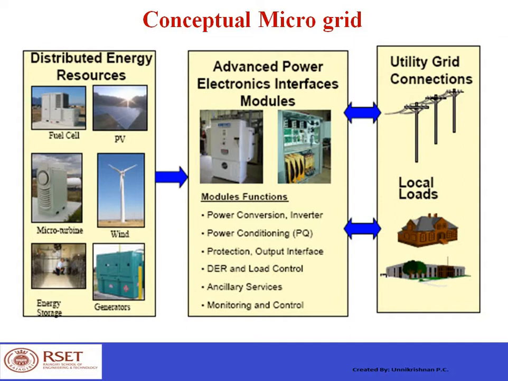It's a lot of electronic interfaces. Sometimes you will be producing DC, so this DC has to be stepped up, then you have to invert it to AC, so you need inverters, you need converters, you need buck and boost converters. So these are all advanced power electronic interface modules. Then lastly, the local loads. Any microgrid has to meet the local load, and then it has to be connected with the utility grid at the point of common coupling, PCC.